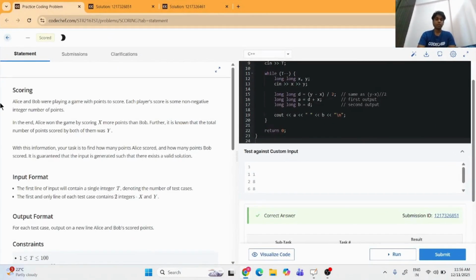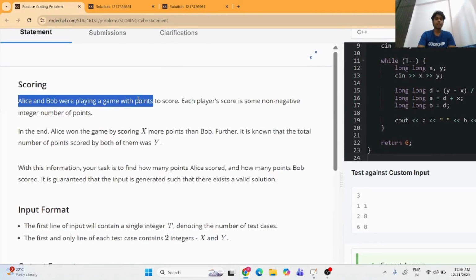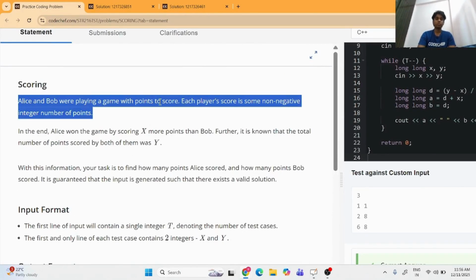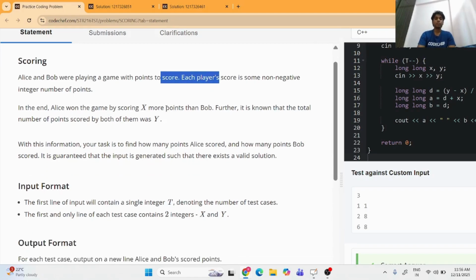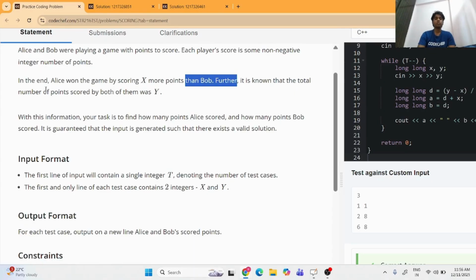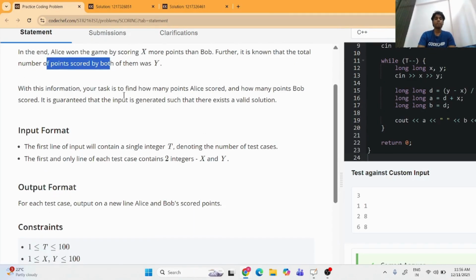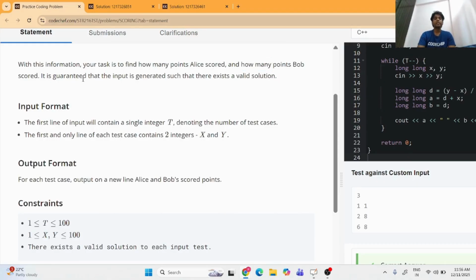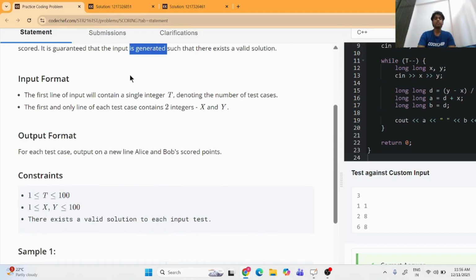So guys, the problem says Alice and Bob were playing a game with points to score. Each player's score is some non-negative integer number of points. In the end, Alice won the game by scoring X more points than Bob. Further, it is known that the total number of points scored by both of them was Y. With this information, your task is to find how many points Alice scored and how many points Bob scored. It is guaranteed that the input is generated such that there exists a valid solution.